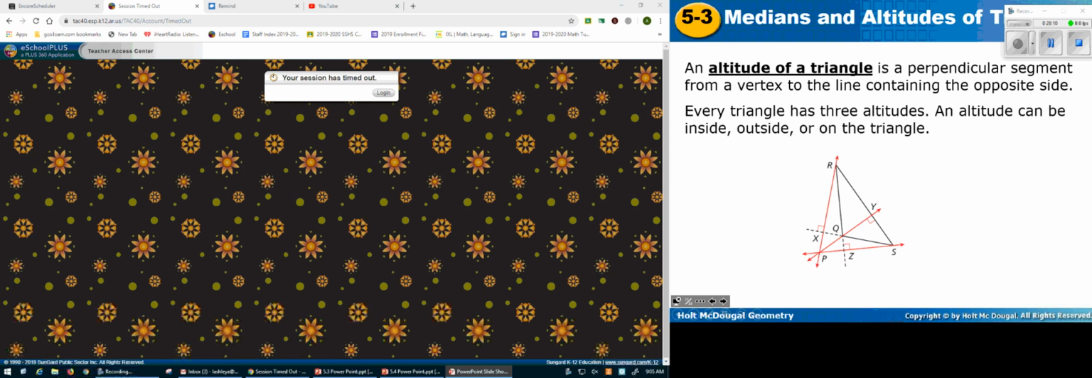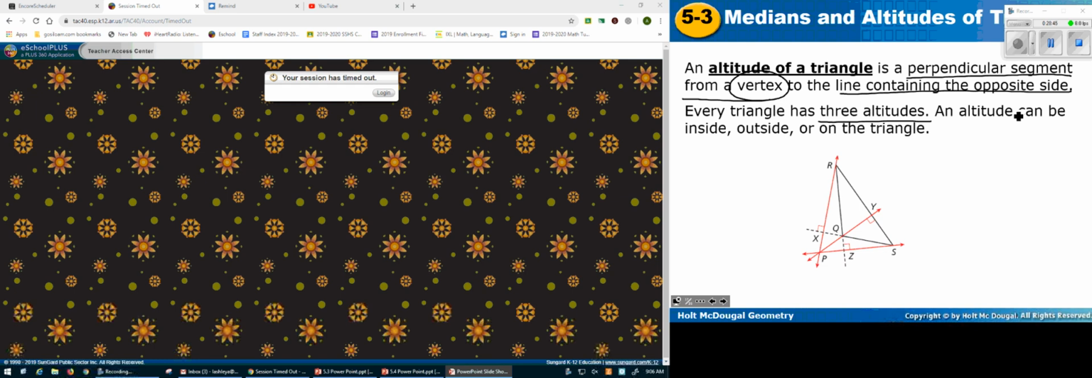The altitude of a triangle is a perpendicular segment that goes from a vertex. So just like the median, it has to go from the vertex. It goes from the vertex to the line that contains the opposite side. And they word it like that because there's some instances where it can't go to the opposite side without extending that side out. And we'll look at that. Every triangle will have 3 altitudes, and so once again, when you draw those in, they're going to be concurrent, and you're going to have another point of concurrency.